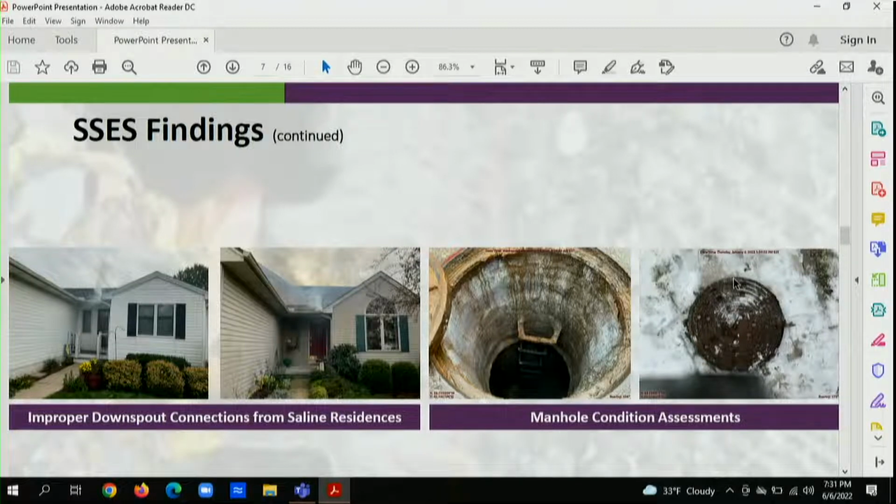On the right are a couple of manhole condition assessments, some photographs that were taken. The manhole on the left, you can see some rust-colored, brown-colored staining running from top to bottom. That likely represents stormwater that is leaking around the casting and then entering the sanitary sewer. That water is bringing with it rust and minerals and so forth and staining the concrete.